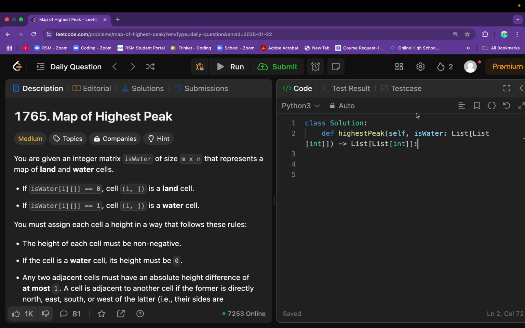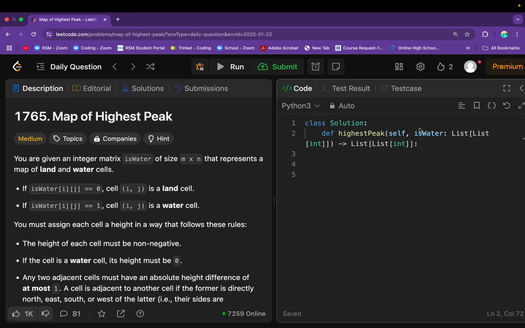For the data structures, again, we're going to use a queue to process the cells in BFS order. We're also going to use a 2D grid to store the heights for every cell in the input. And finally, the direction vectors to explore the neighbors of a cell, which means the 4 directions: up, down, left, and right. So with that high-level solution out of the way, let's dive straight into the code.